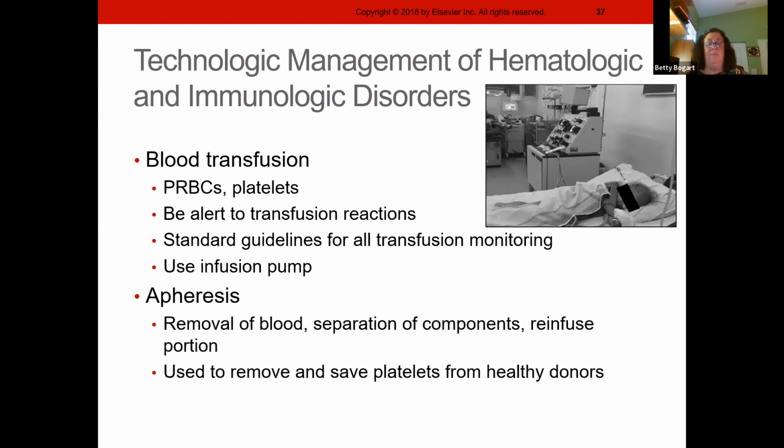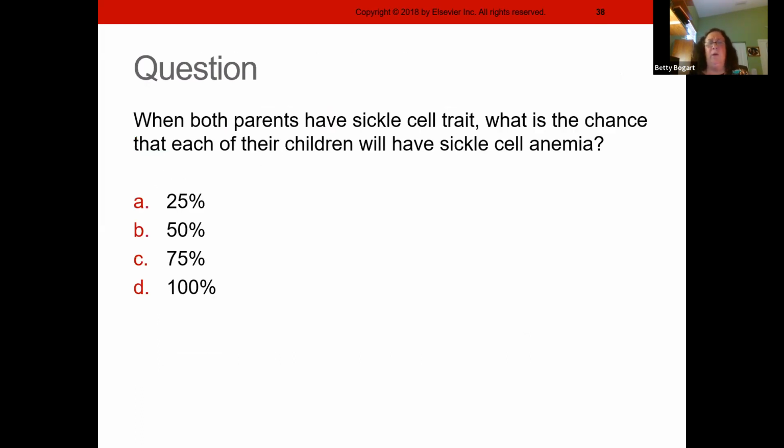And I already mentioned apheresis, and there are many things we can do with it. We can do it with iron chelation therapy. We can get rid of iron. We also can take platelets out. We can do a lot of things that work really well.